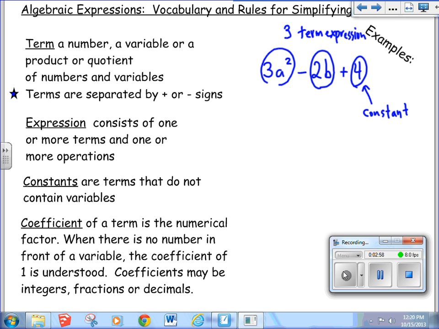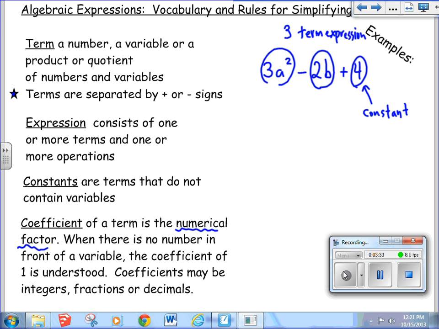Coefficient is the last vocabulary word here. Coefficient of a term is the numerical factor. What operation does factor imply in mathematics? Yeah? Multiplication, yes. So a coefficient is a number in a multiplication problem. A number in a multiplication chunk of your problem. When I look at this, do I have any numbers being multiplied by anything?